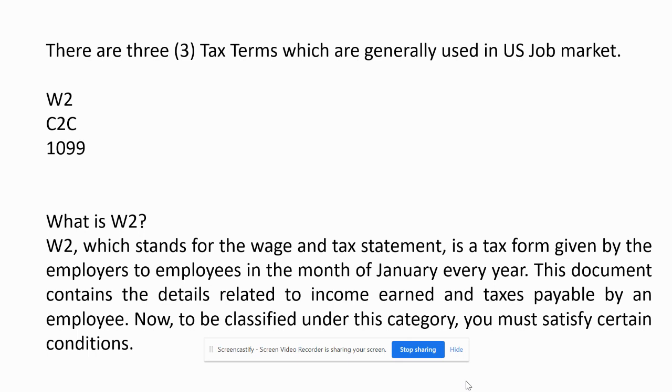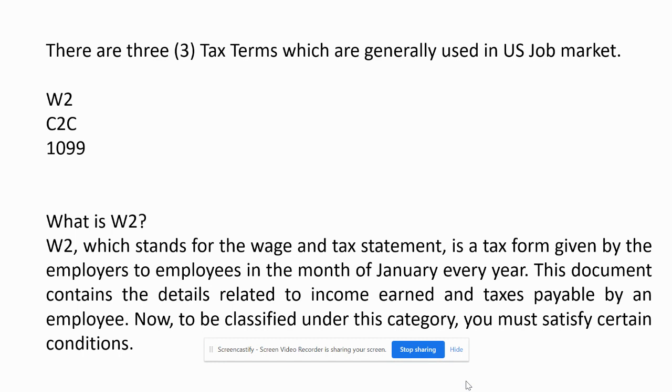Today, we are going to cover a very important topic of U.S. IT recruitment. In the U.S. job market, when you are working as a recruiter or bench sales or any other title you have, I think you should know these three terms because these are going to be a juice for your work, and you'll be using them on a daily basis. So let's have a look at that.